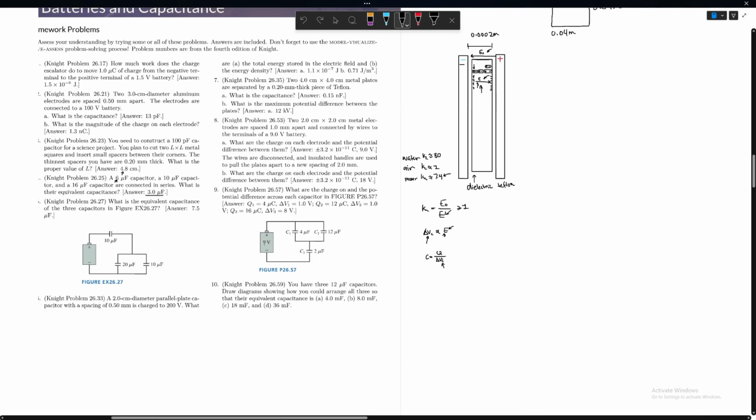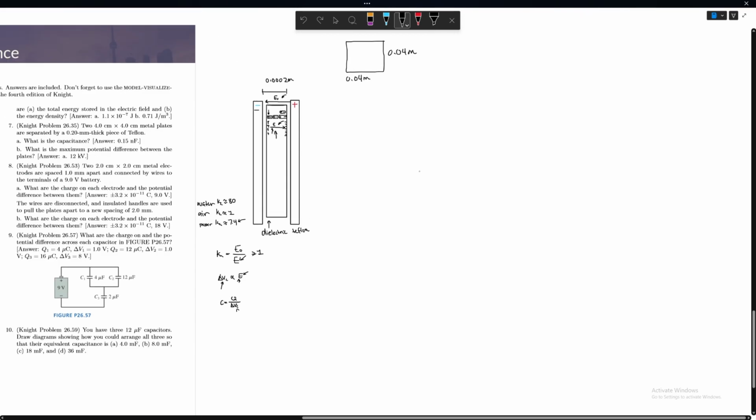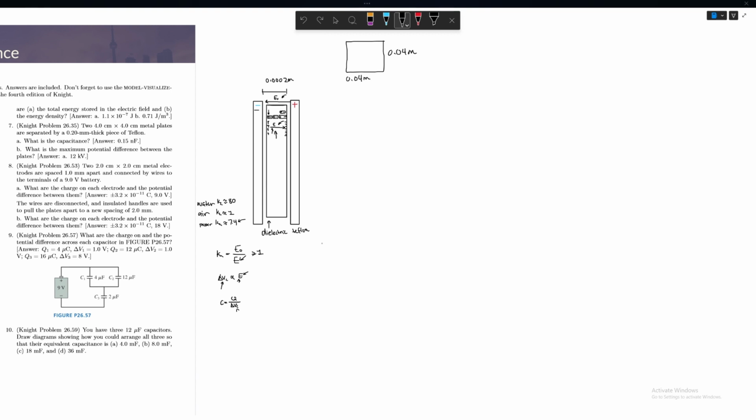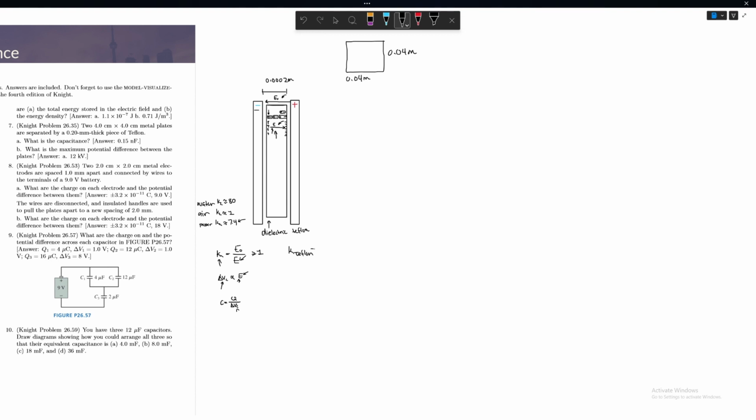Now back to the question at hand, we have Teflon. And so we'll keep all this stuff. Let me go get the constant for Teflon. All right, so my kappa, K for Teflon, equals 2.1. All right, and so in the equation, what they are asking us for here is the capacitance.